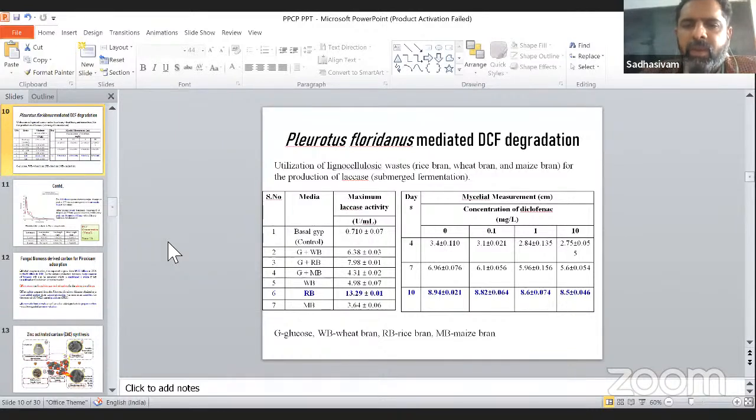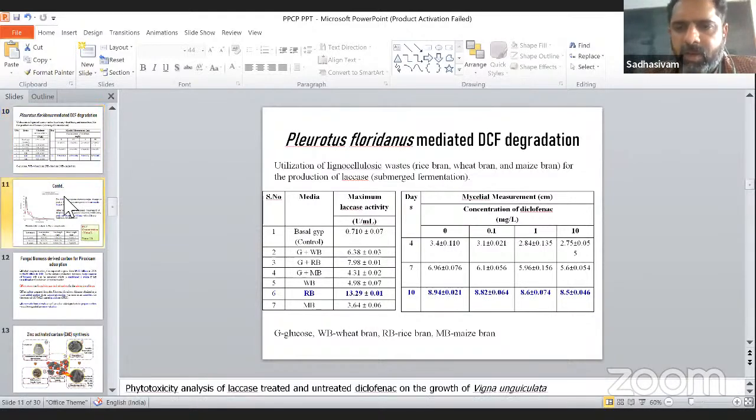You can multiply 13 into 1000. The amount is more than 5 digits of enzyme activity, so that is highly enough to degrade a good concentration of diclofenac. At the same time, they tried different diclofenac concentrations to test the tolerance level of the fungi, starting at the range of 0.1 mg per liter to 10 mg per liter. Even at 10 mg per liter, the fungi withstand the hazardous effect of the drug to a greater extent. So they chose 10 mg per liter of diclofenac for degradation.